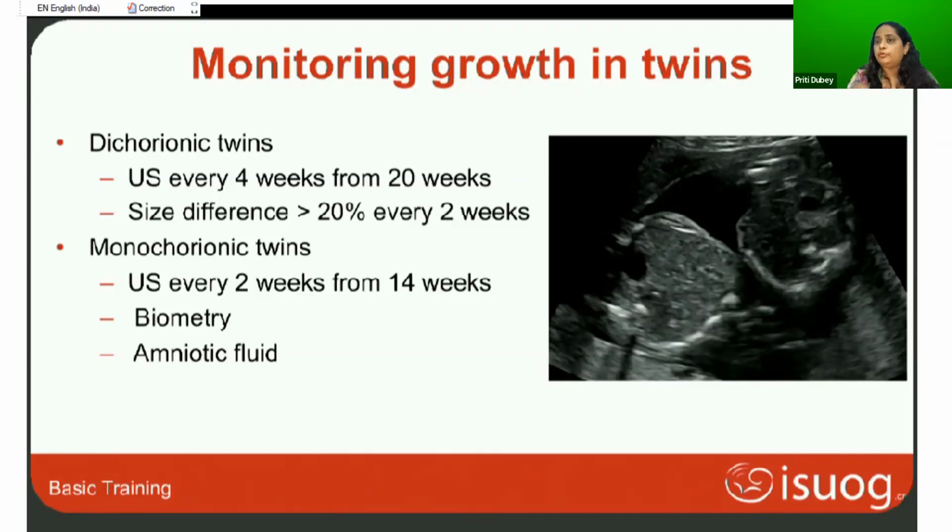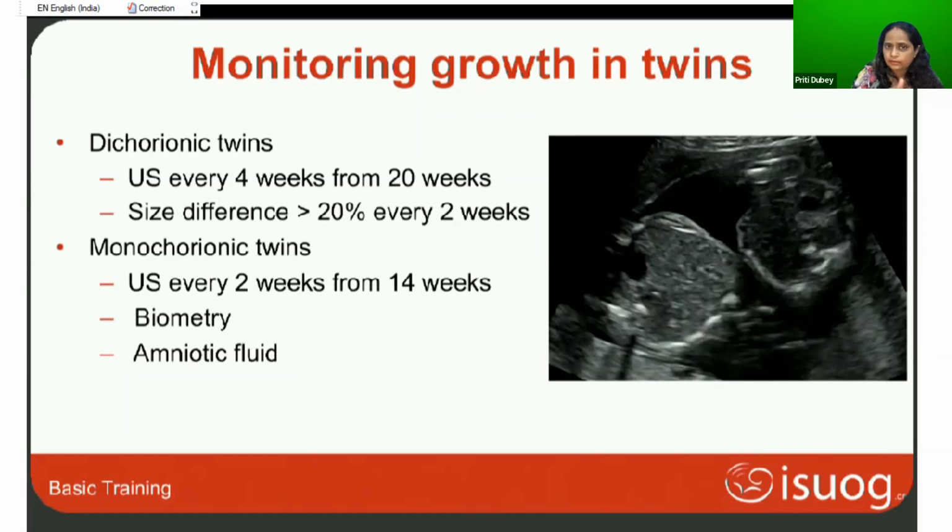So we give a lot of emphasis whenever you are seeing a twin. Please don't write just twin pregnancy. Twin pregnancy is not a diagnosis. You need to write what chorionicity and what amnionicity is there. You have to write DCDA twin, MCDA twin, MoMo twin. So we will know how frequently we need to see those babies.